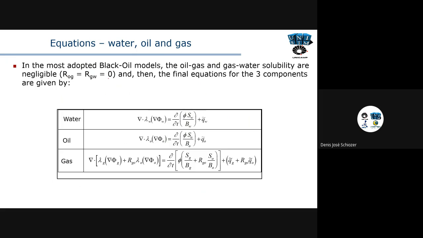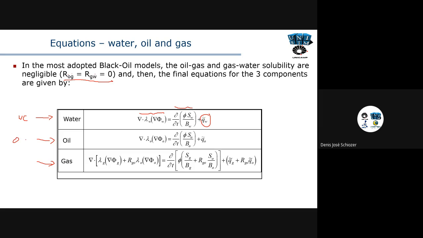So at the end, considering also that we have no oil in the gas phase and no gas in the water phase, as we have seen, we are going to end up with three equations. The first one is the conservation of water components. And then we have these three terms: the amount of water that's going in and out of the blocks, the amount of water that's going in and out of the well, injector or producer, and the amount of water that is accumulating in the block.